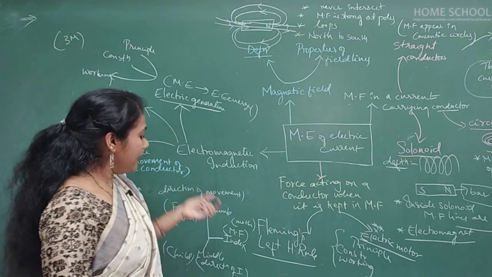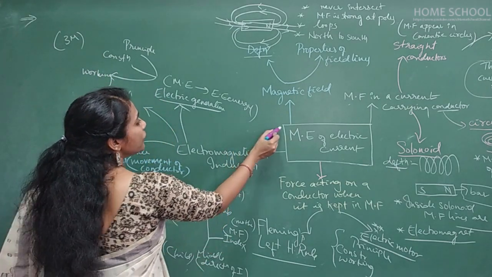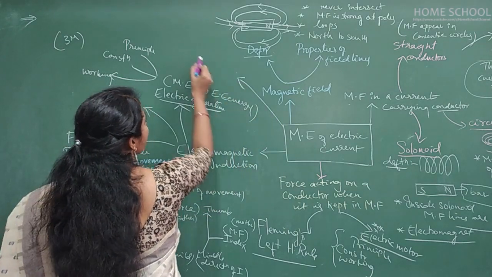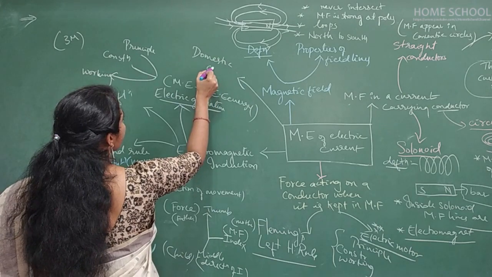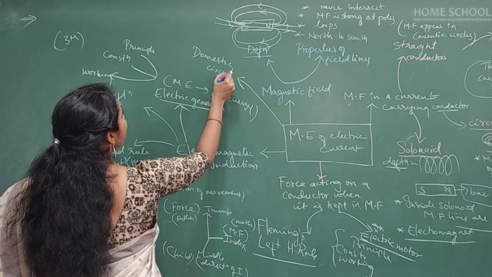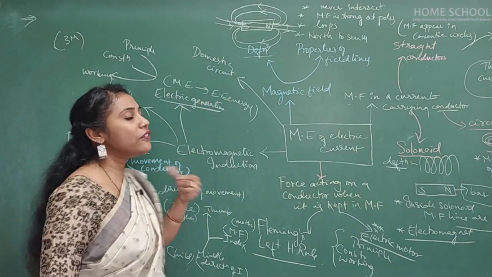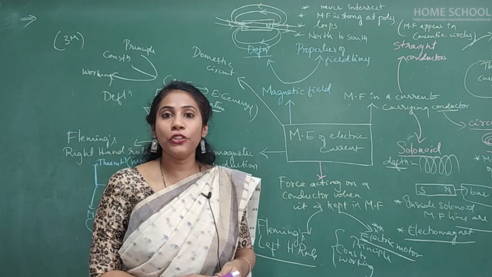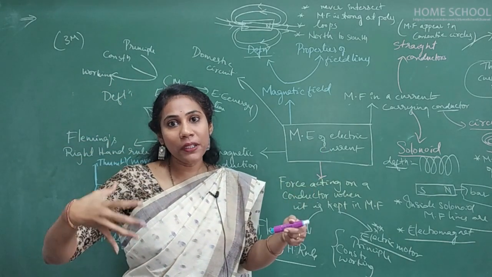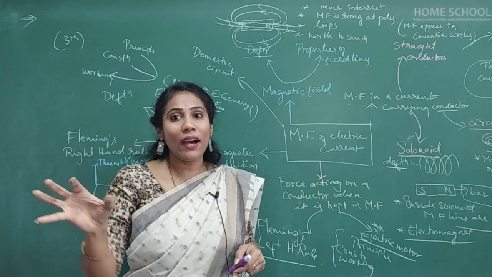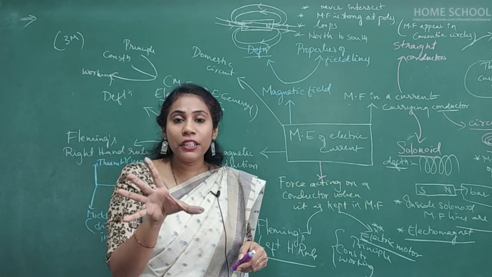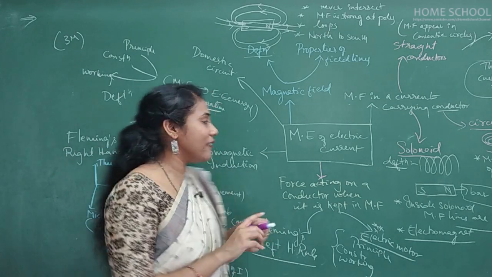Fine. And coming to the last part of the chapter, domestic circuits. So very simple topic, domestic circuits, right? So how does the current flow into our house from the power station? From a transformer, the current flows into our house by 2 wires. One we call a live wire, the other one we call a neutral wire.